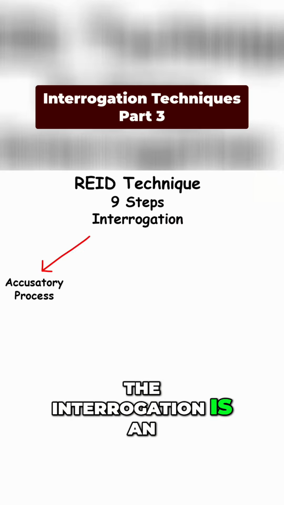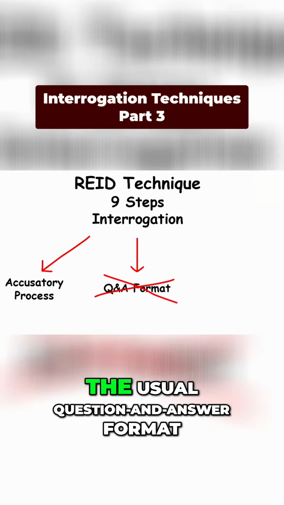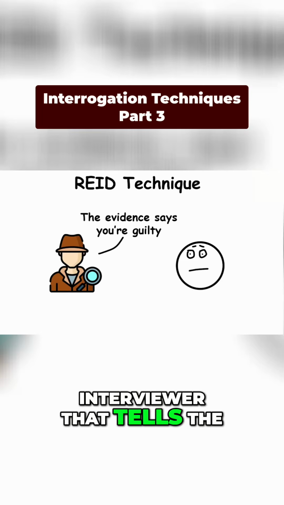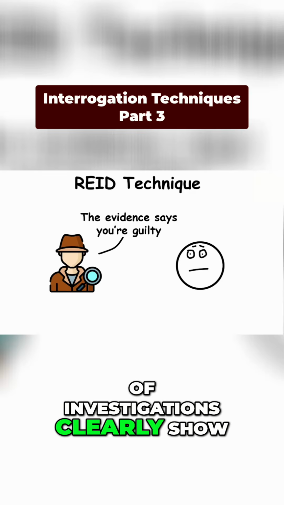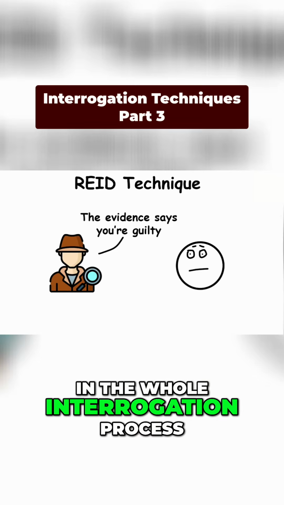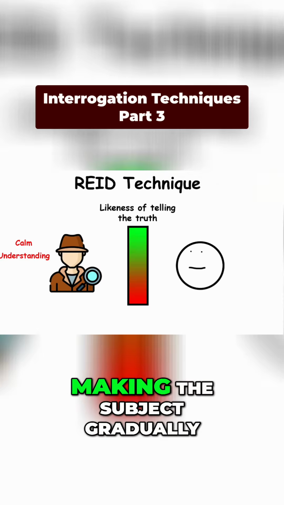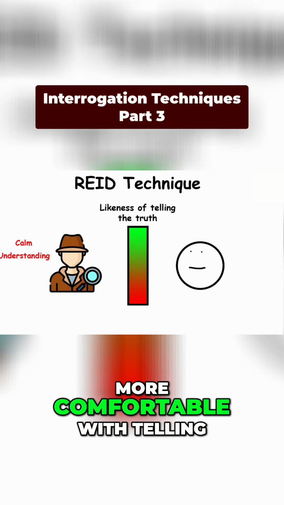The interrogation is an accusatory process, different from the usual question and answer format, being kind of a monologue made by the interviewer that tells the subject that the results of investigations clearly show he's guilty. In the whole interrogation process, the interviewer keeps a calm and understanding demeanor, with the goal of making the subject gradually more comfortable with telling the truth.